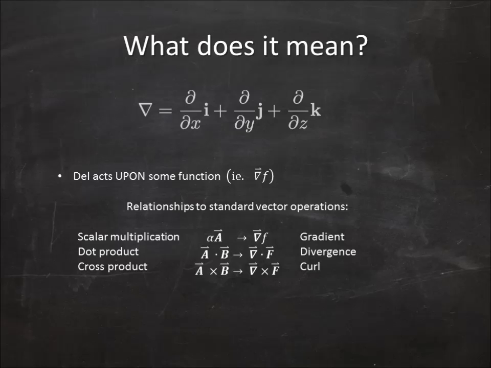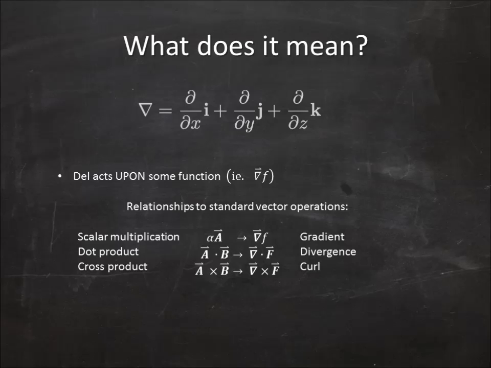For the vast majority of situations, the del symbol is literally as shown here. It's just the partial derivatives along some set of standard bases. So the i, j, and k unit vectors can be replaced by whatever standard bases you want. And of course we can extend this upwards into higher dimensions. You've got x, y, z, and so on and so forth.